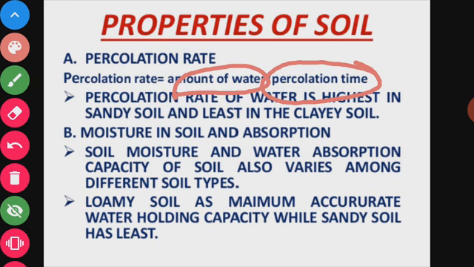Second, in a soil with a lower percolation rate, water does not get drained off rapidly. Water is absorbed by that type of soil in which the percolation rate is lower.